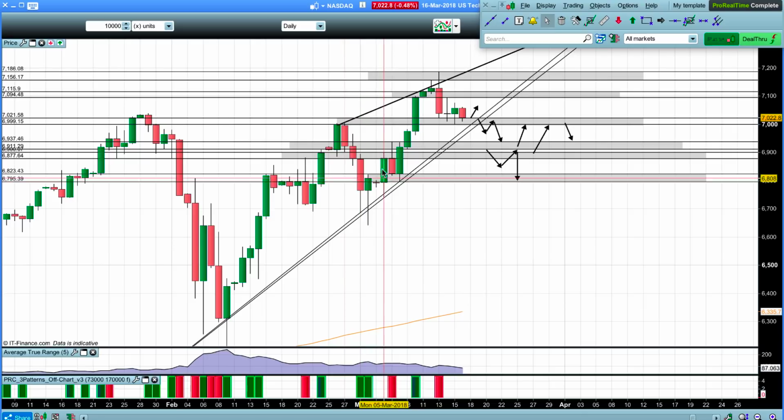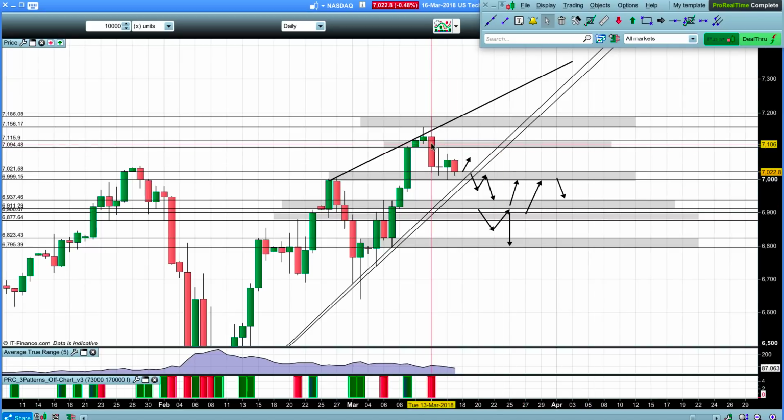If we start to break down below this level and really 6,765, then potentially this market again is going to be turning a little bit more bearish once again. But at present we're still holding a bullish trend line. We're still bullish. We're just looking at the if-then scenarios, which is what you want to do, especially when you're day trading.